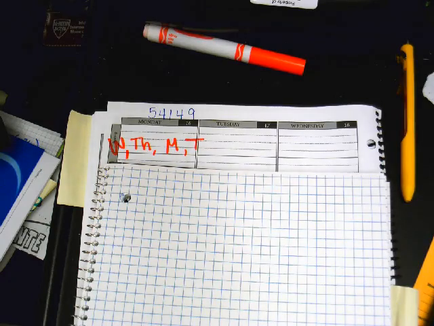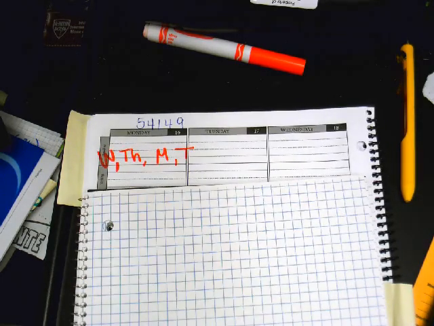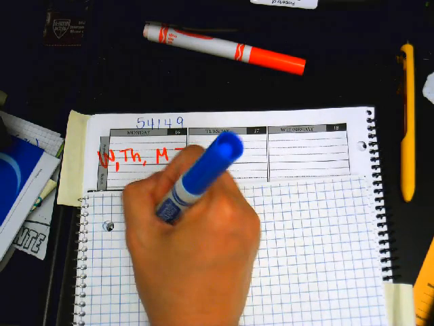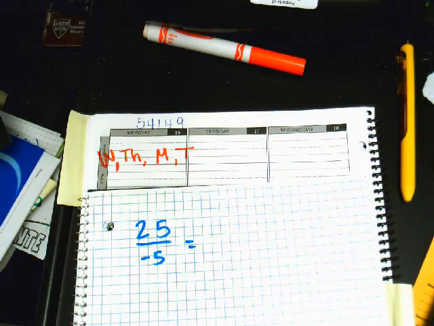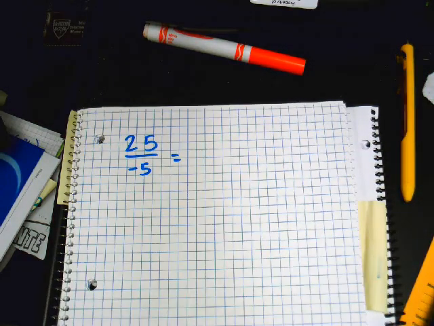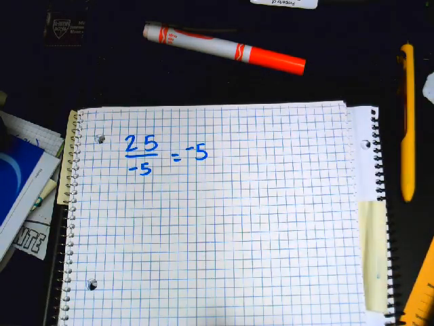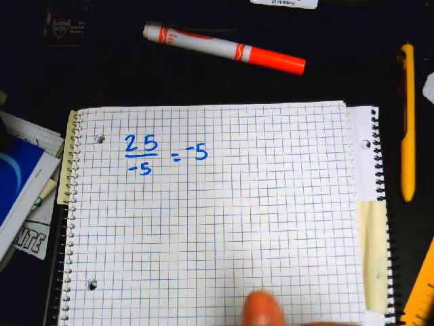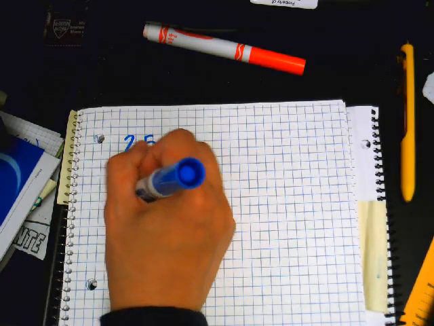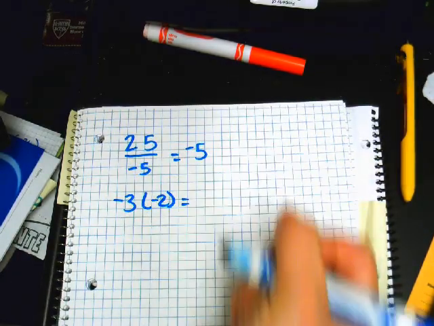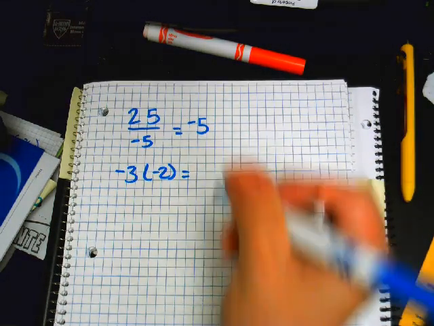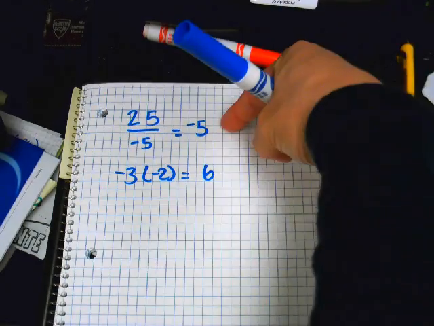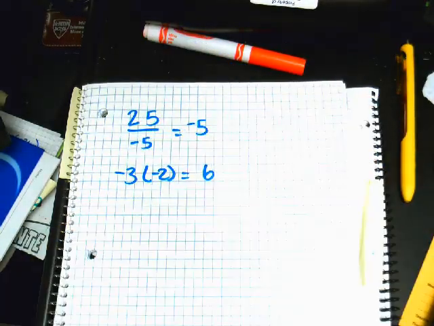So, Thursday, you guys learned about multiplying and dividing integers. So if it's like 25 divided by -5, what's our answer? -5. Good. Of course. What kind of question is that? What's -3 times -2? +6. So why is the first one a negative and the second one a positive?